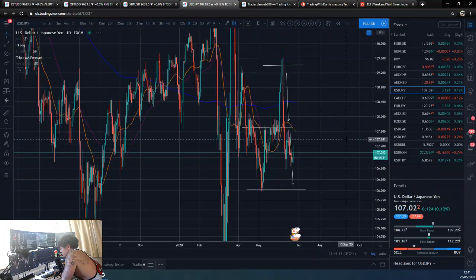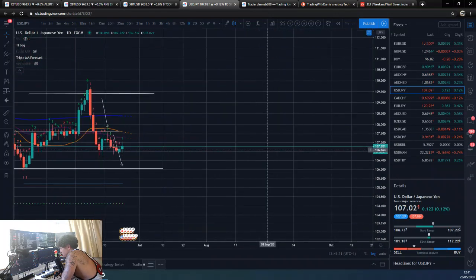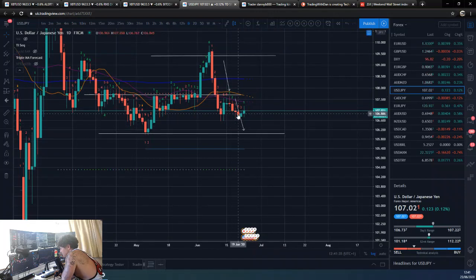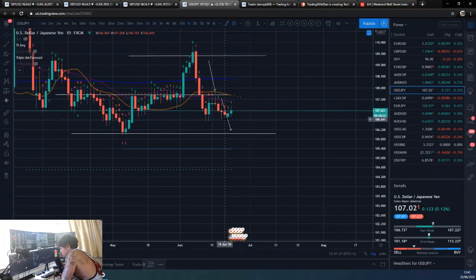Let's look at this on the daily first. Get some context, contextualize what we're looking at. Let's get contextual. So yeah, we're middle of the range, really. Middle of the range.